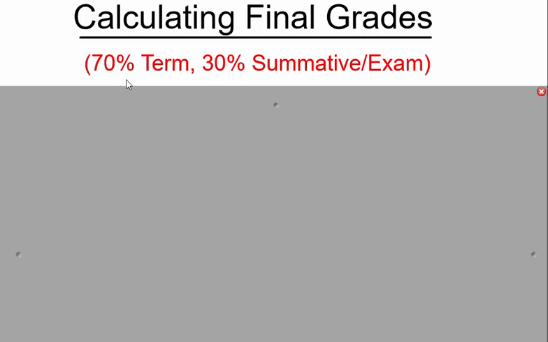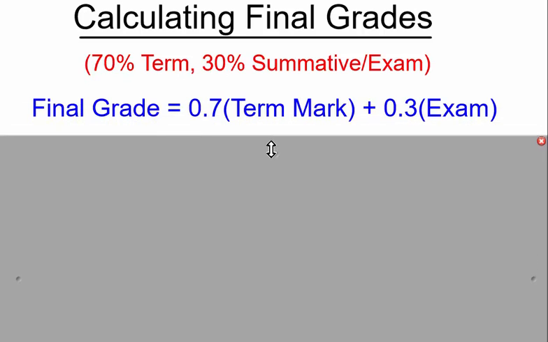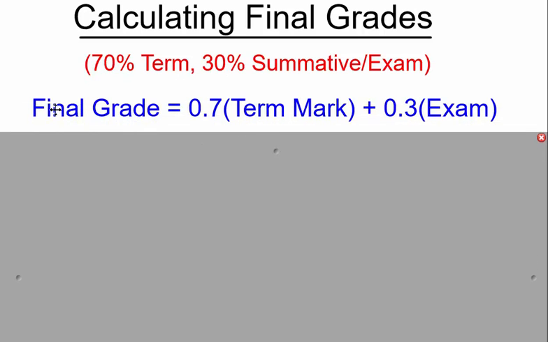So in Ontario, all of our marks are based on a 70% term mark and a 30% summative or exam mark. You can make adjustments to what I'm about to show you if you happen to be looking at a different breakdown. But essentially, this is what we're looking at. Our final grade will be 70% based on the term mark, plus 30% based on the exam or summative assessment.